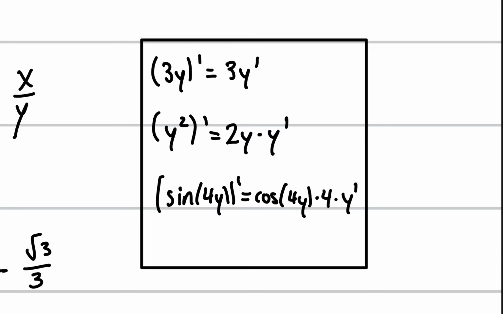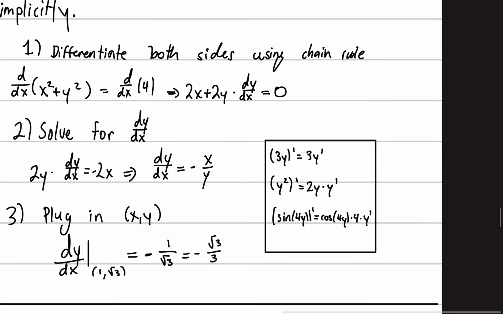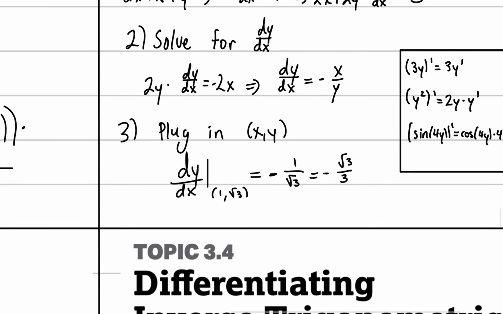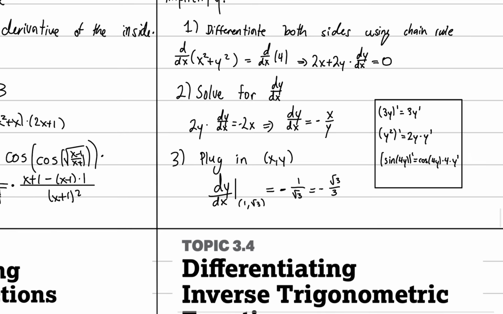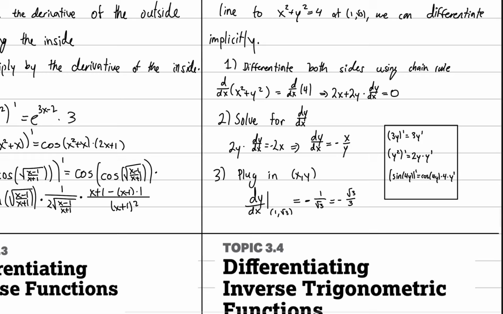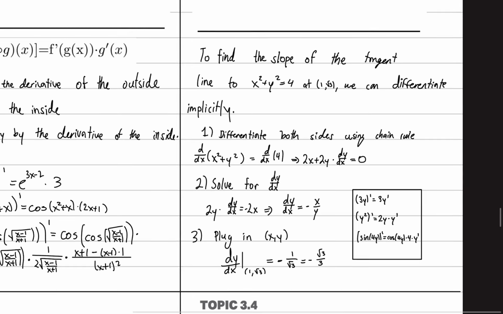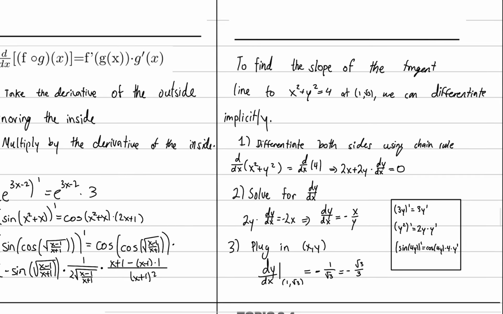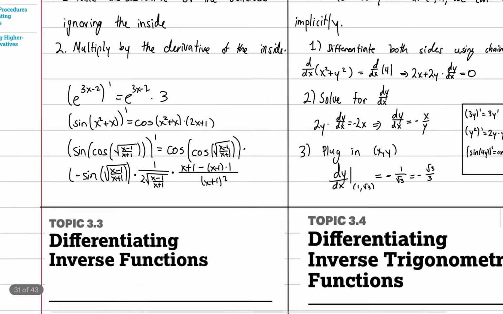And the derivative of sine of 4y is cosine of 4y times the derivative of 4y, which we said is 4y prime. And finally, we just plug in x comma y, but that's the easy part, and that helps us find the slope of the tangent line. Remember, we talked about that in Unit 2? In this case, though, we have to first differentiate implicitly and plug in the x and the y.